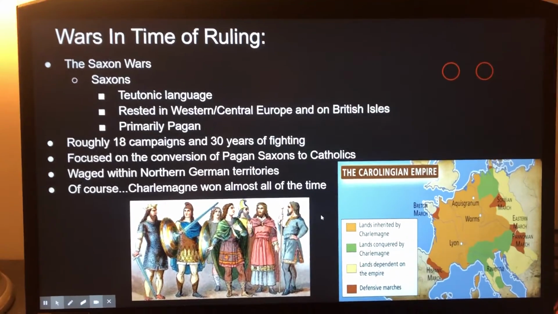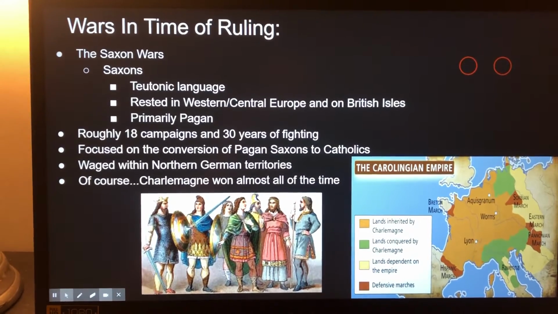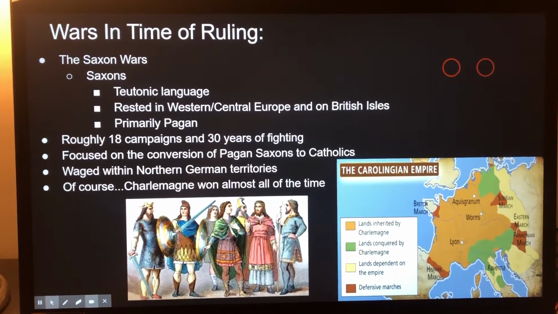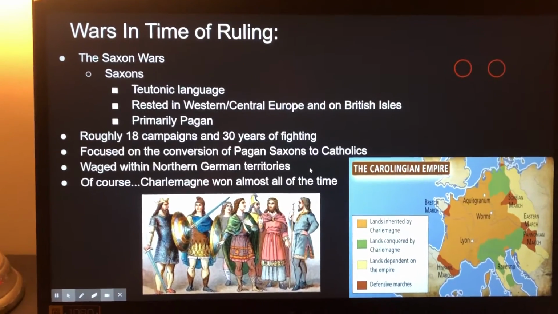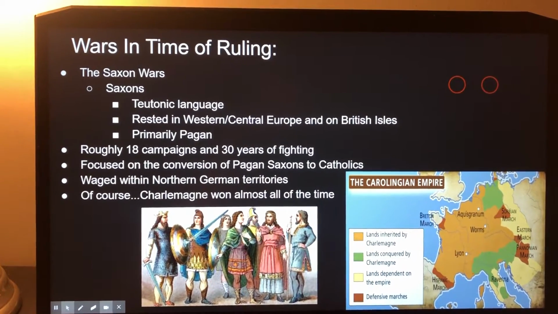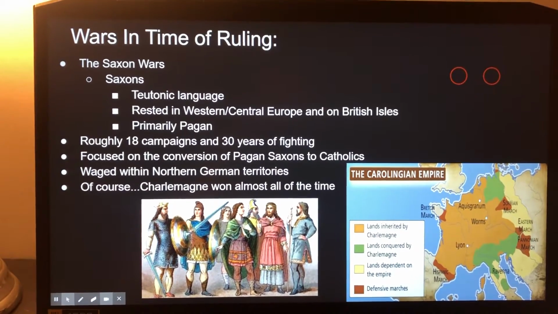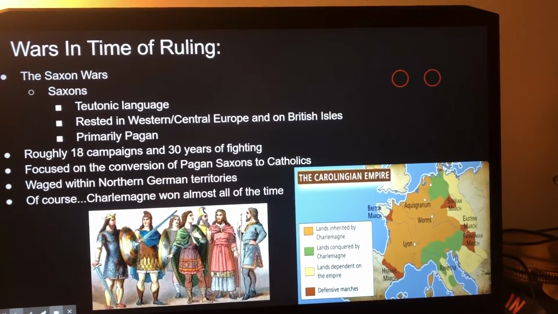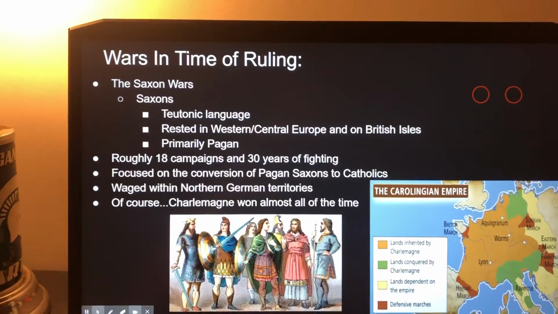Wars in time of ruling, there were the Saxon Wars. Those were the main wars that were going on. The Saxons are a people that spoke the Teutonic language. They rested in the western central part of Europe and on the British Isles. They were primarily pagan, so that was a problem with Charlemagne. It took 18 campaigns and 30 years of fighting that was primarily focused on converting the pagans to Catholics, and it was primarily in northern German territories right around here. When, of course, Charlemagne had won.